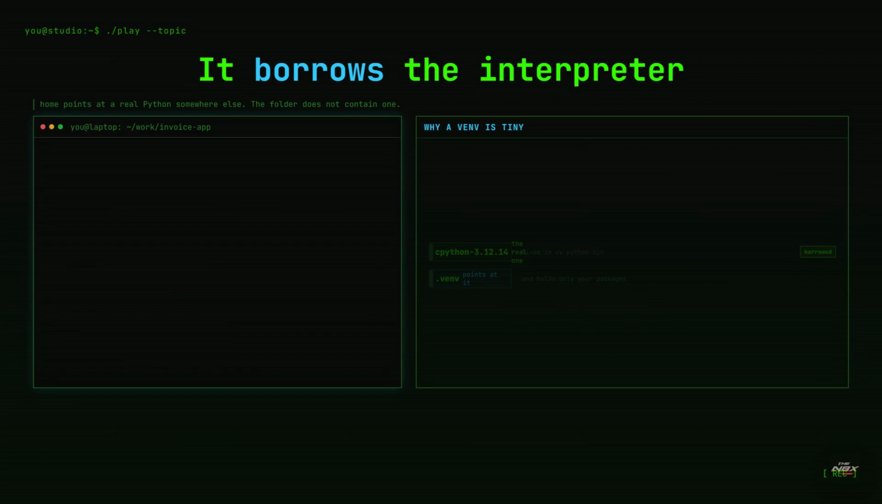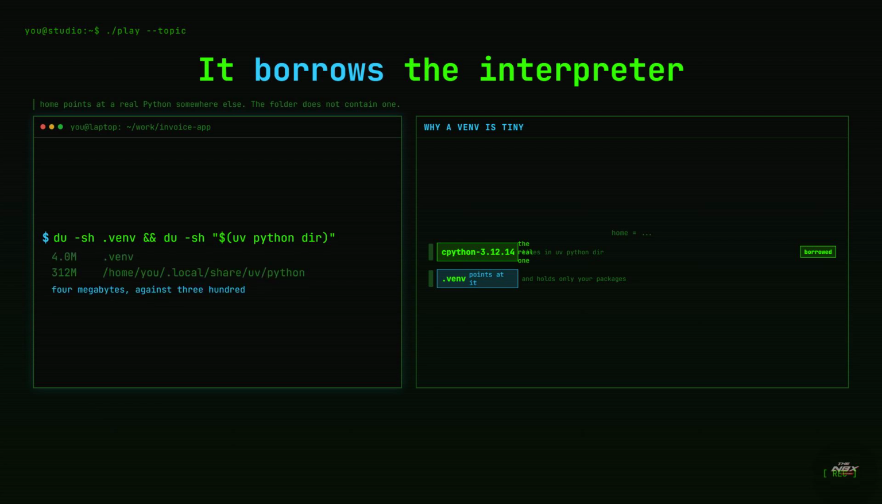Home is worth a moment too because Home explains why these folders stay small. The environment contains no copy of Python at all. Home points at a real interpreter elsewhere, and the folder simply borrows the one it points at, which is why a fresh venv weighs a few megabytes rather than a few hundred.